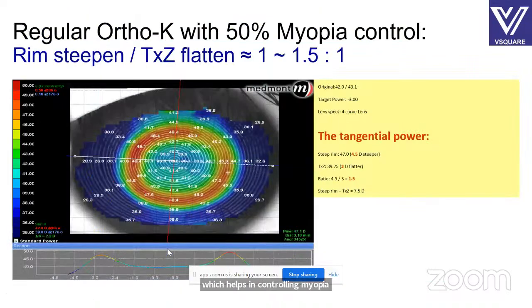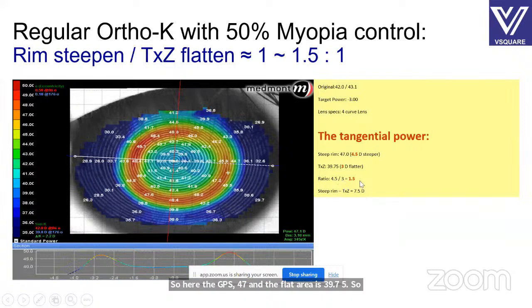So there are different ortho-K lenses which help in myopia control. The regular ortho-K lens, which is flat in the center and steep in the mid-peripheral region, has a success rate of nearly 50% because of a concept called inward focusing. If you see, this is the topography. The mean K of this cornea is nearly 42.5 diopters, and we fitted this with a regular ortho-K design. The ratio is 1.5, which means the ratio between the flat and the steepest area. So here the steepest area is 47 and the flat area is 39.75.